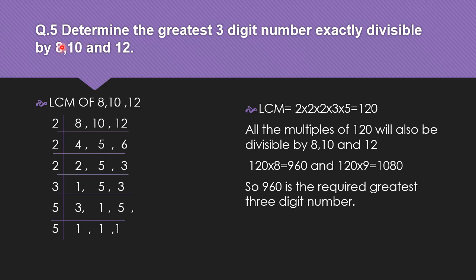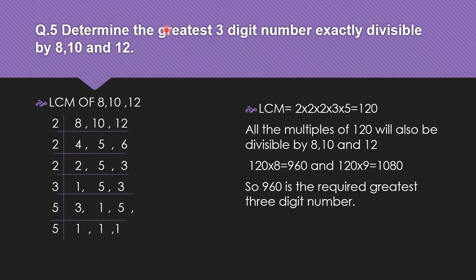Question number 5. Determine the greatest 3-digit number exactly divisible by 8, 10 and 20. So like the previous question, here also we can find the LCM of 8, 10 and 12. The LCM of 8, 10 and 12 is 120. So 120 is the smallest number which is exactly divisible by 8, 10 and 12.